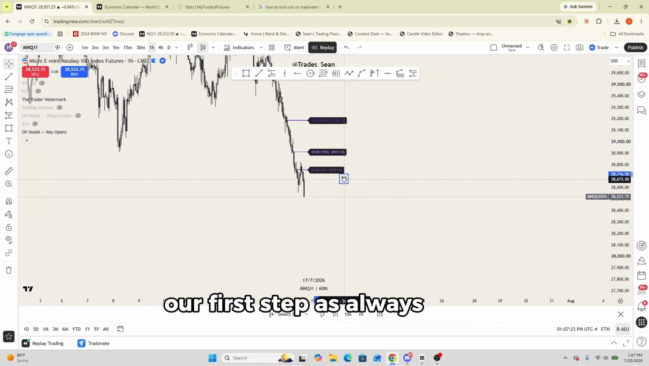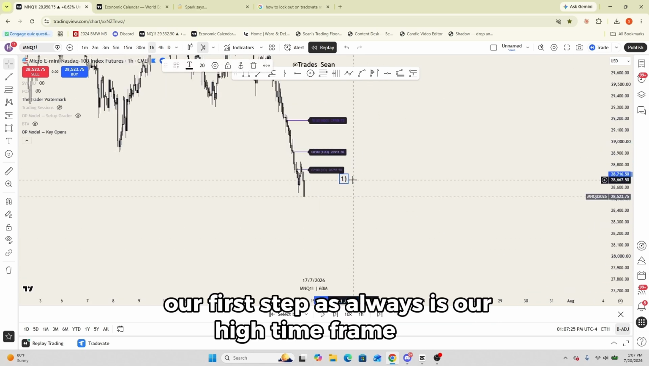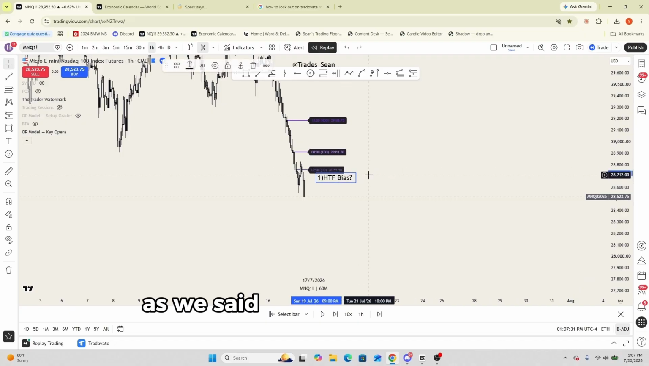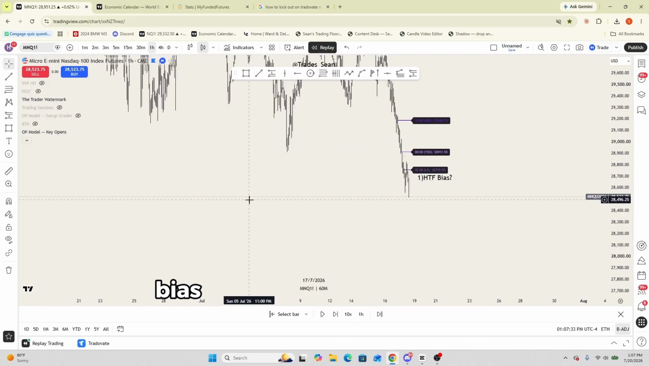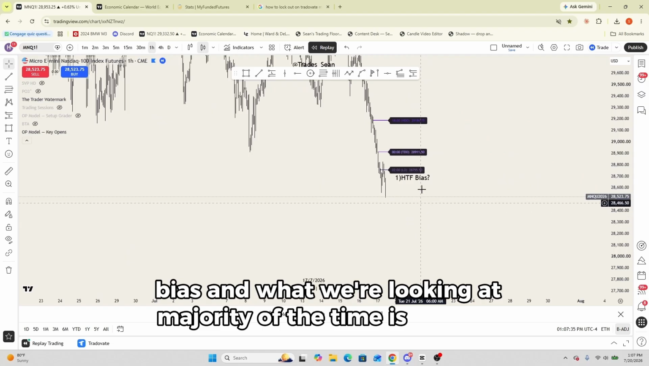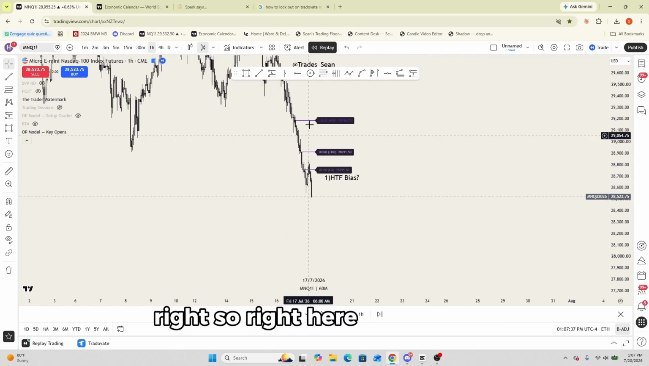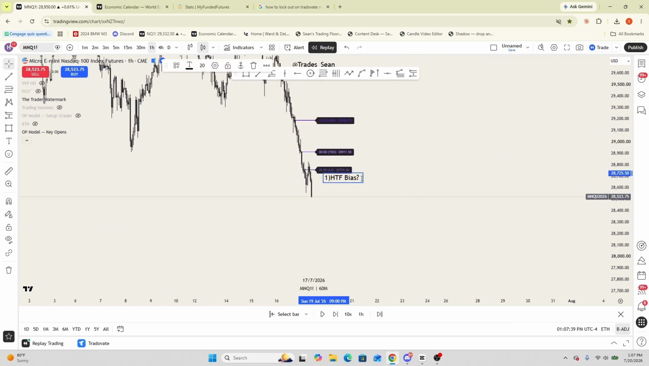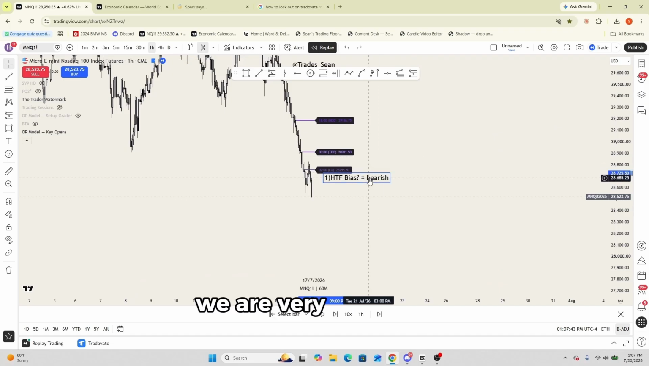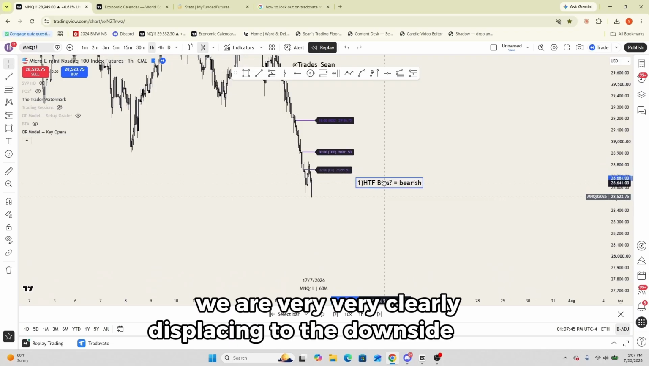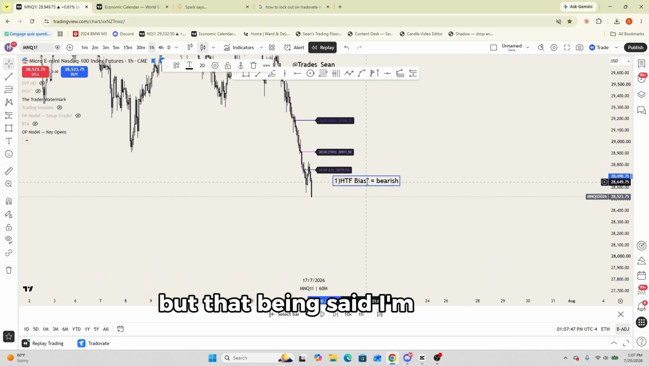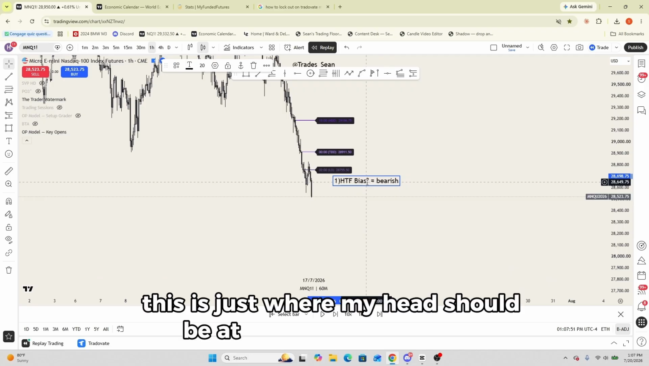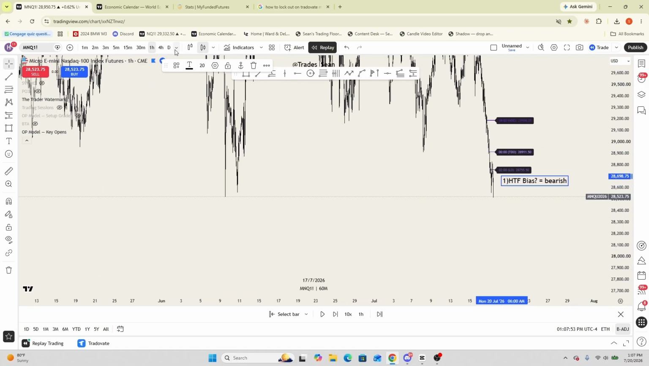Our first step, as always, is our high time frame bias. As we said, we usually keep a very loose bias, and what we're looking at majority of the time is just the trend, right? So right here, we see trend equals bearish. We are very, very clearly displacing to the downside, right? But that being said, I'm always open to changing my bias. This is just where my head should be at right off the bat, right?